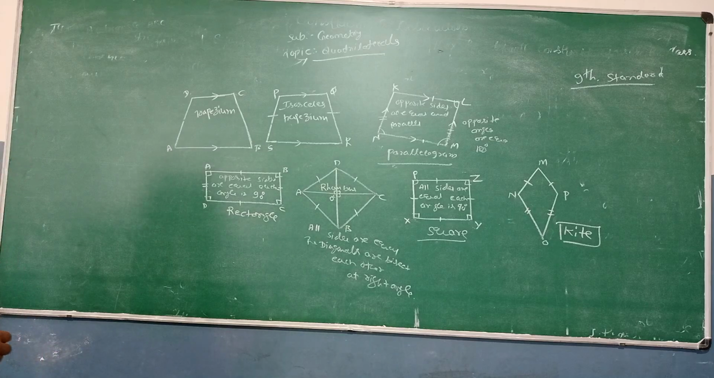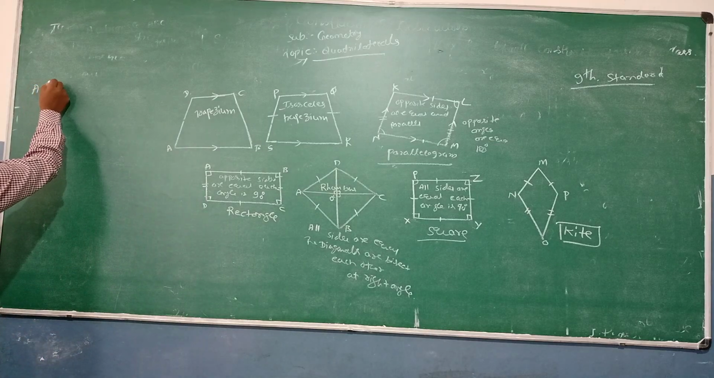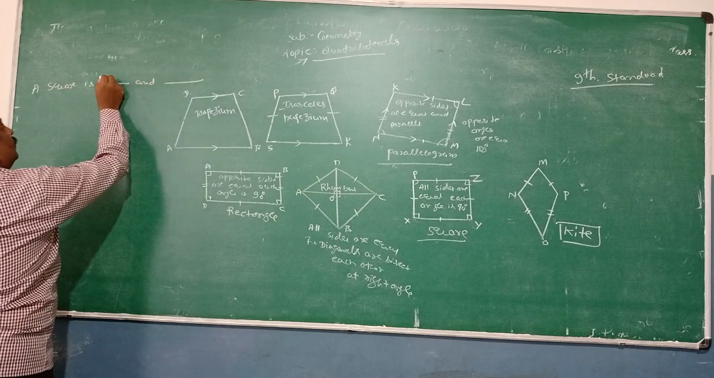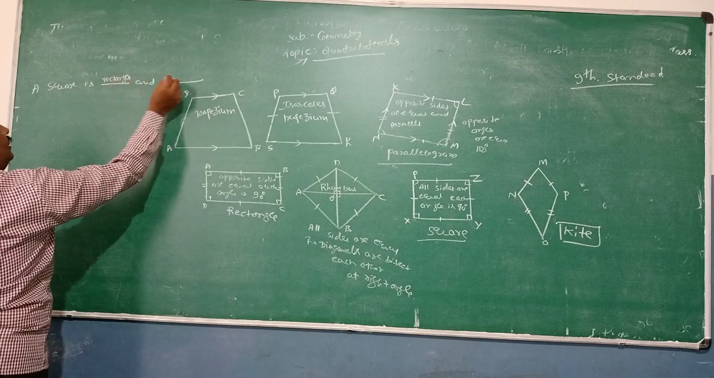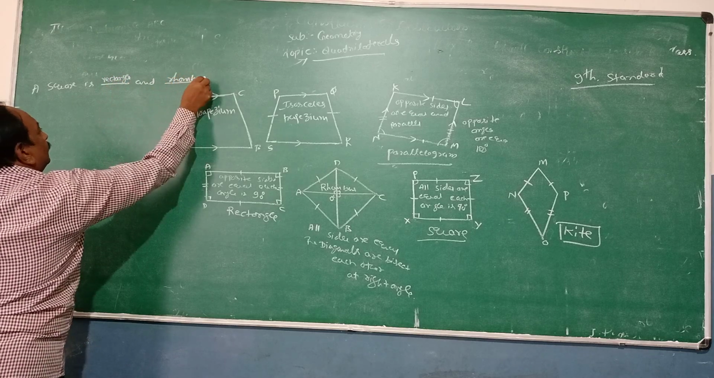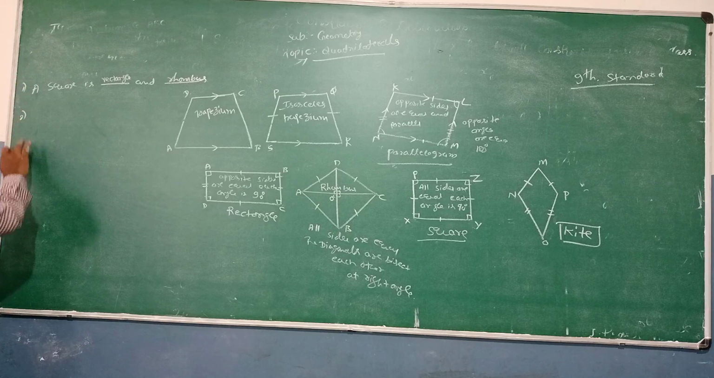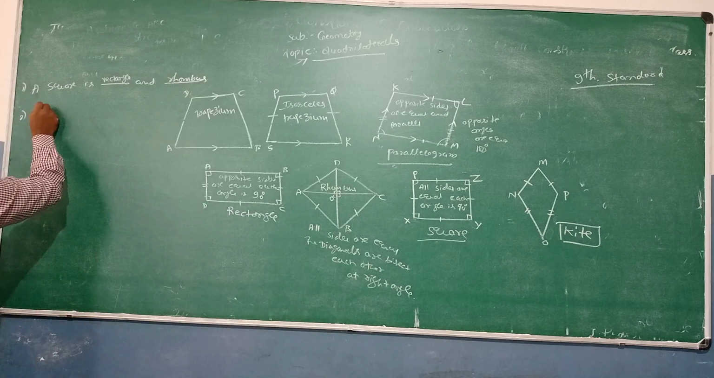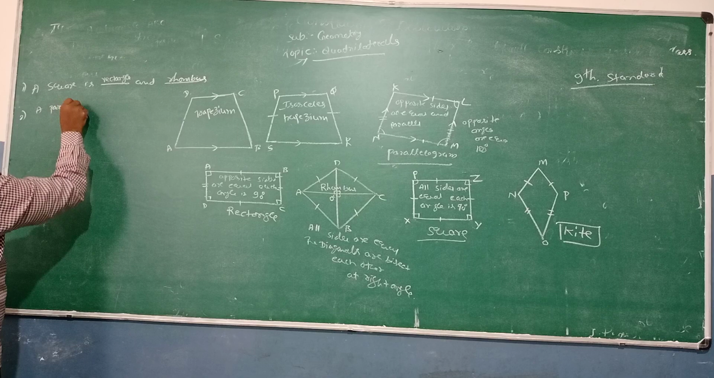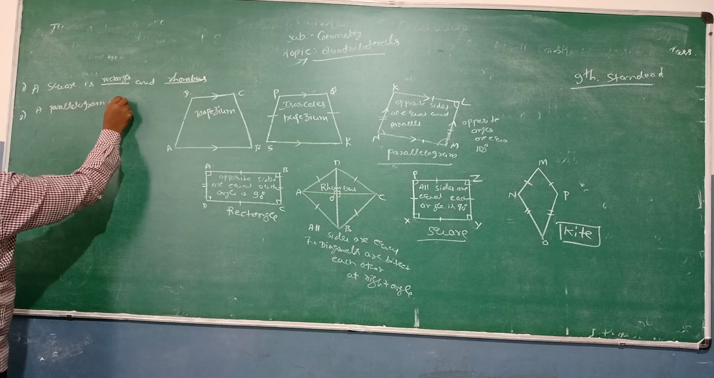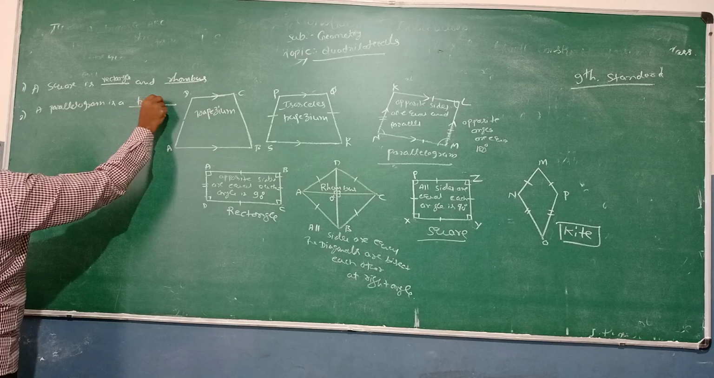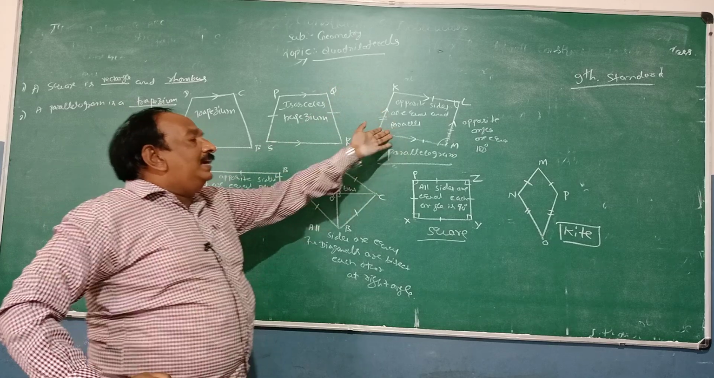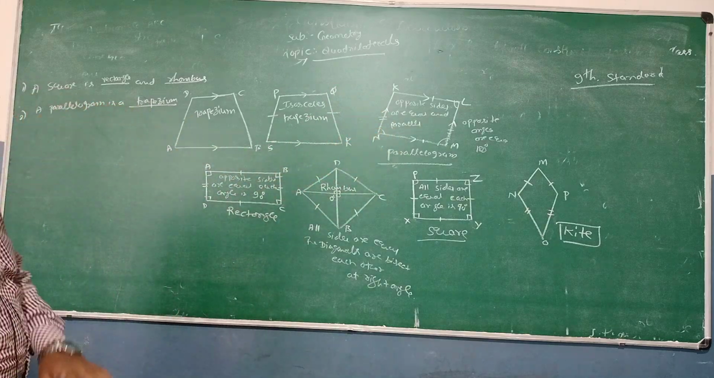A square is a rectangle and a rhombus. Second one, a parallelogram is a dash. A parallelogram is a trapezium. A trapezium contains at least one pair of parallel sides, and a parallelogram contains two pairs of parallel sides. So the parallelogram is a trapezium.